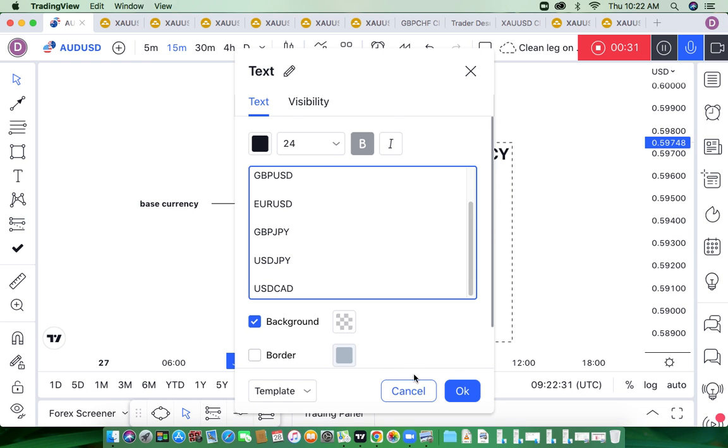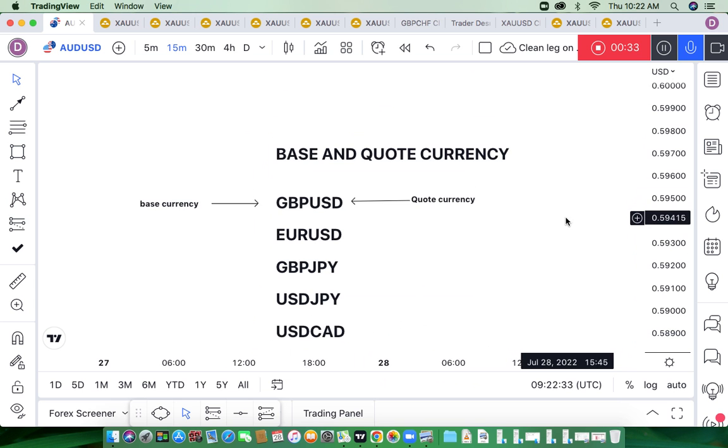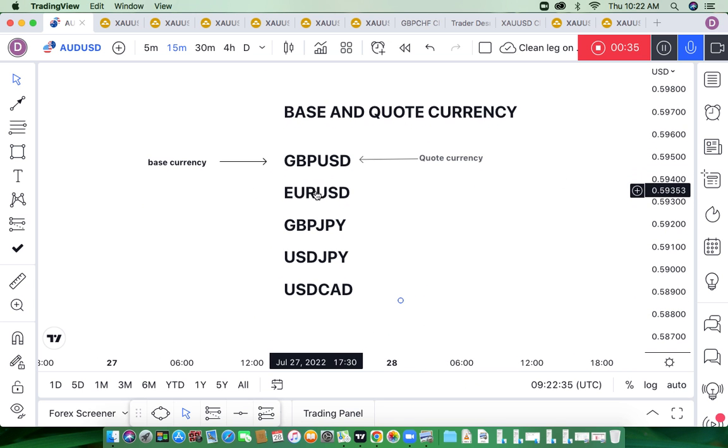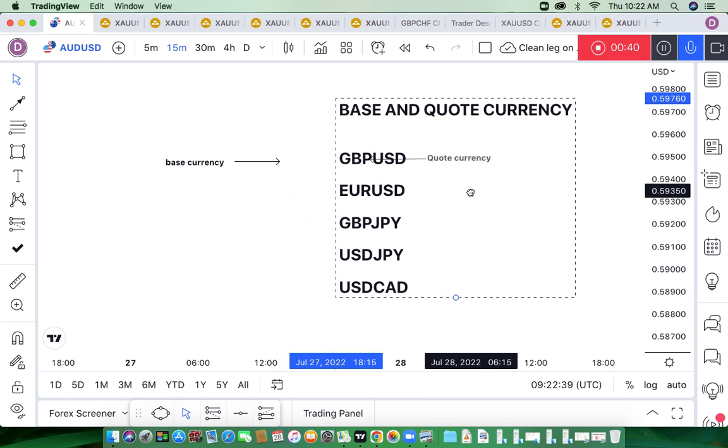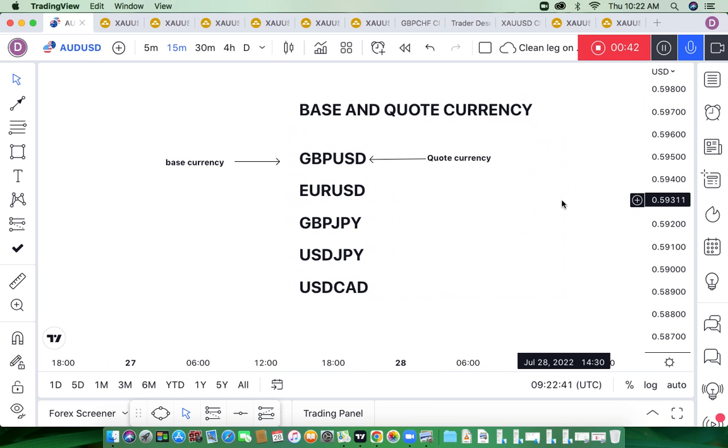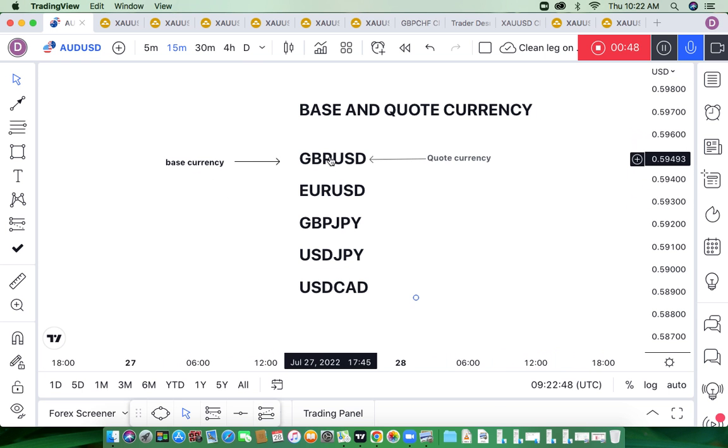These are just some of the types of currency pairs that we have in the market. We have several different currencies there. So let me take you through what a base and quote currency is. In this setting, this is the base currency, and this is the quote currency.